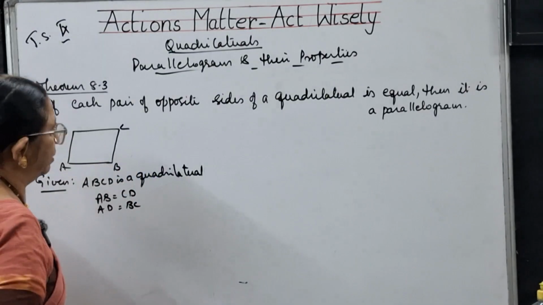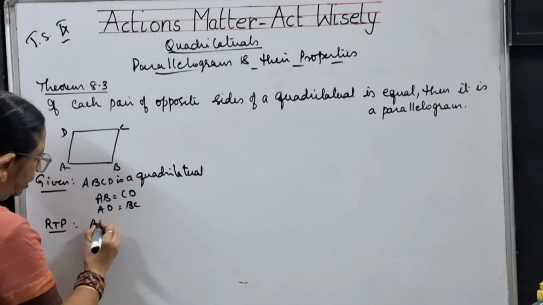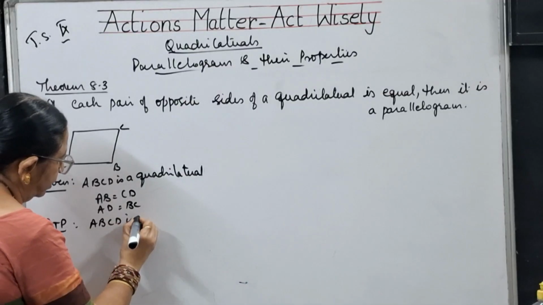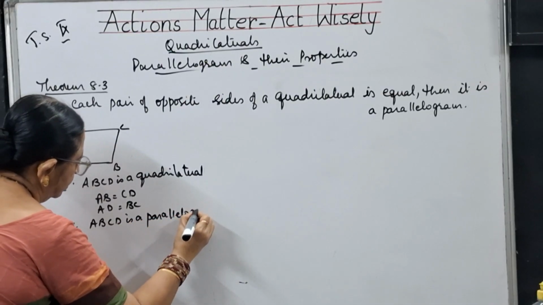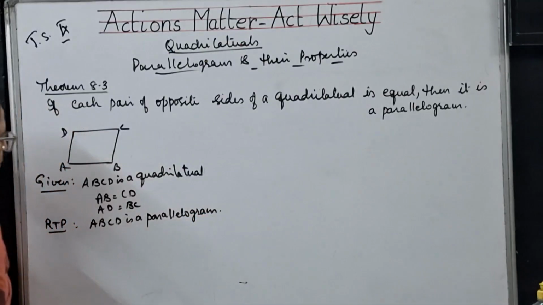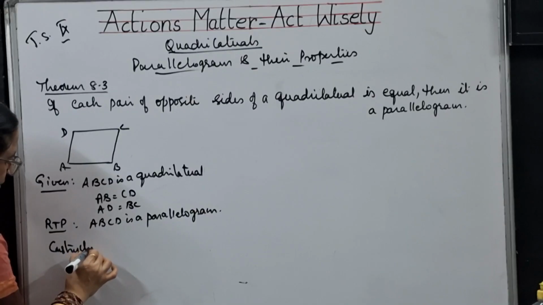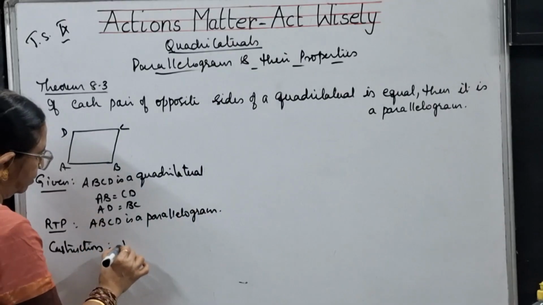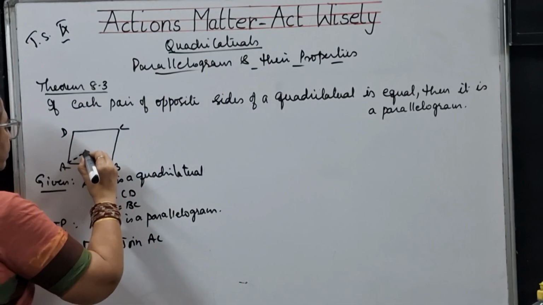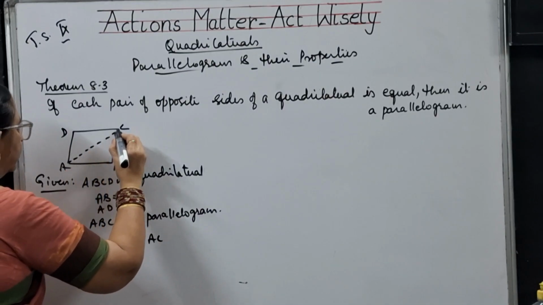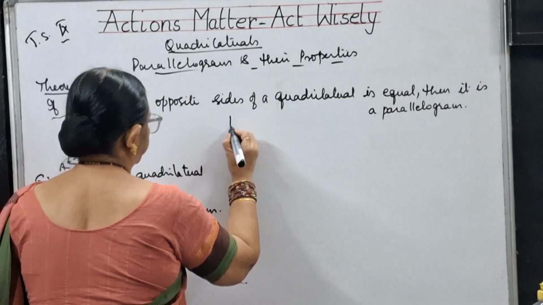Now, what is RTP? We have to prove that ABCD is a parallelogram. This I need to prove. Now here there is a construction. The construction is join AC. I need to join AC. So if I join AC, now let us see the proof.